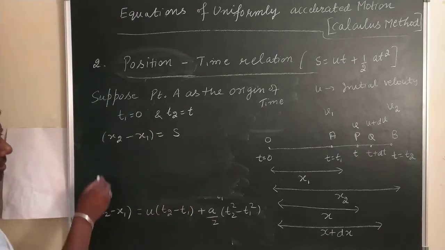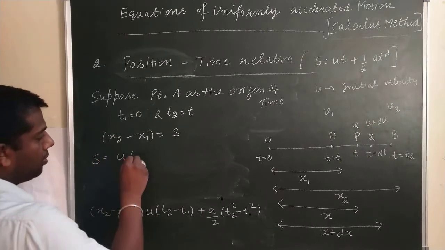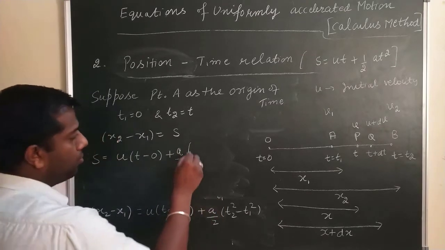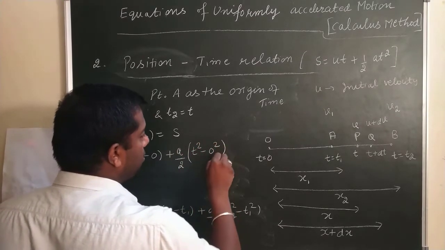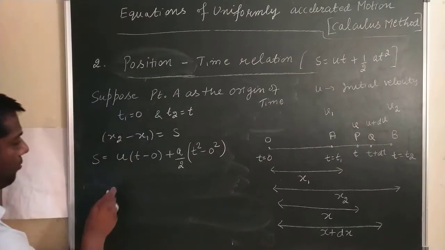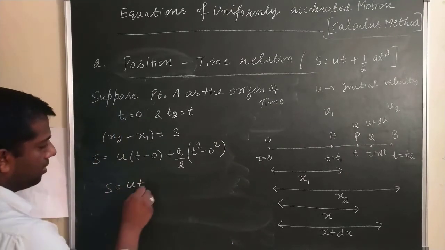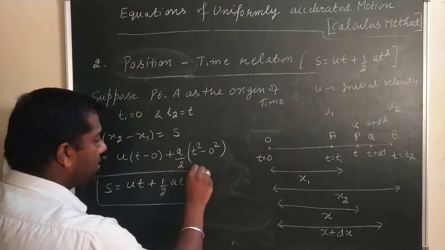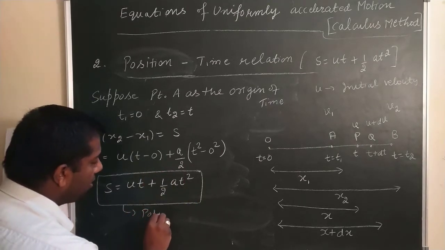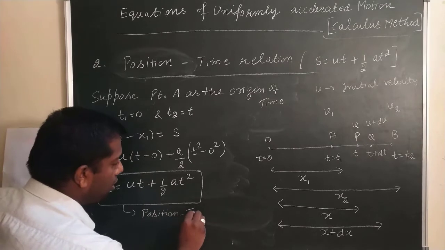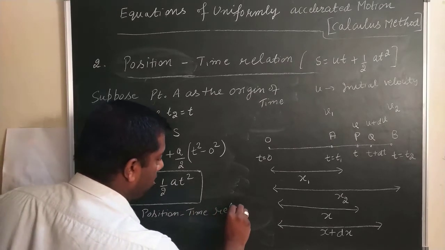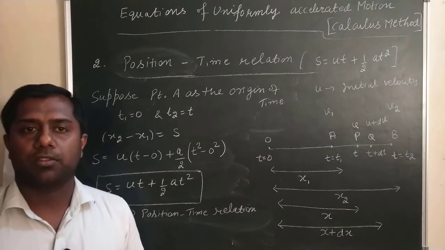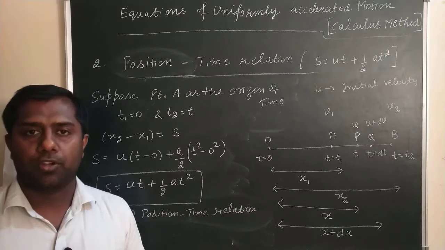So x2 minus x1 is equal to s. So what we have, this is s equals u into (t minus 0) plus a by 2 into (t square minus 0 square). Clear, students? So the final formulation is s equals ut plus 1 by 2 at square, and this is a very important relation which is called the position time relation. Okay, students? So now we will derive our next equation, which is called the position and velocity relation.